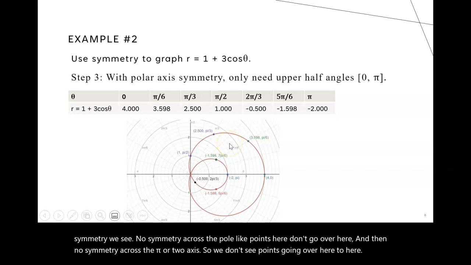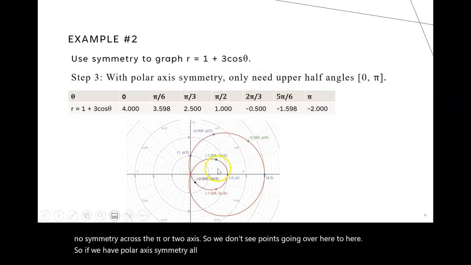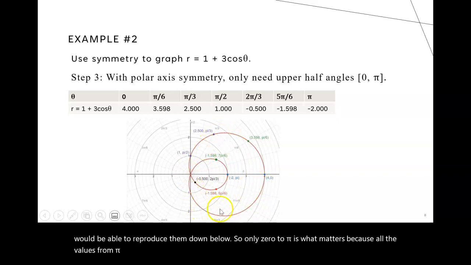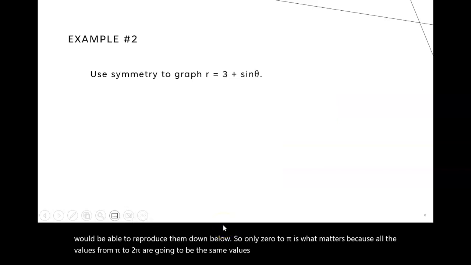So if we have polar axis symmetry, all we needed to know was the upper half angles because we would be able to reproduce them down below. So only 0 to pi is what matters because all the values from pi to 2 pi are going to be the same values but reflected.